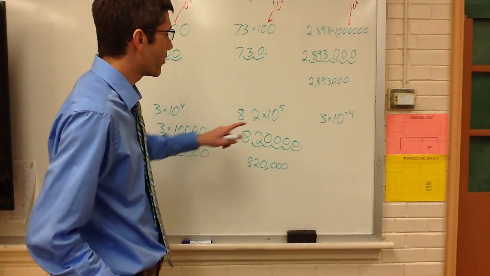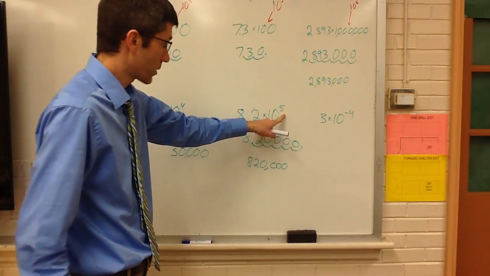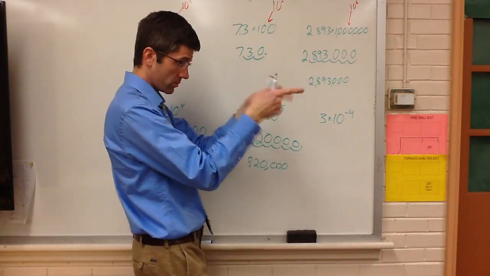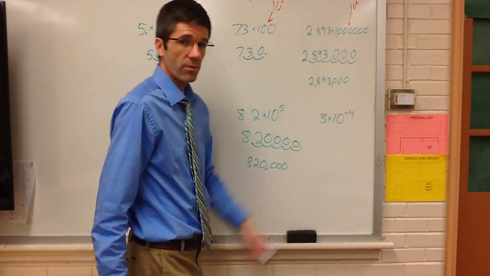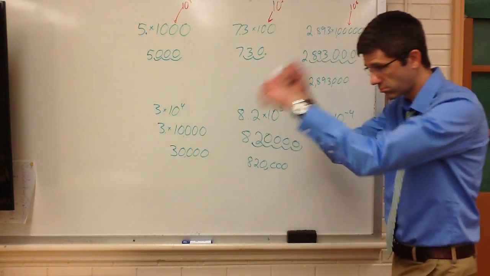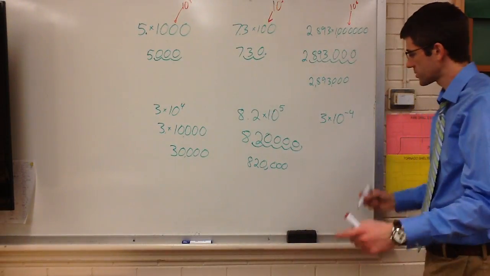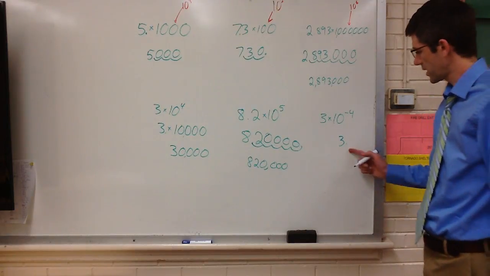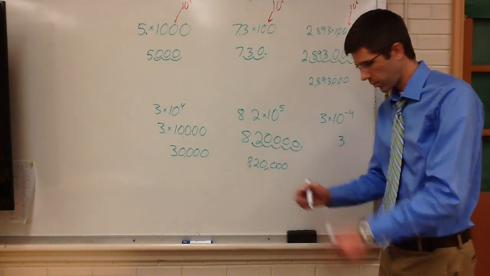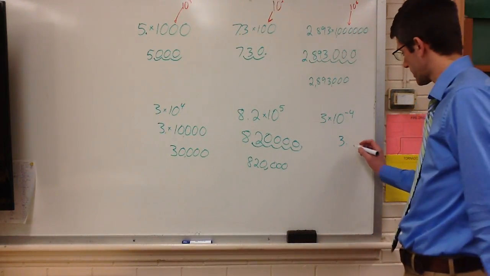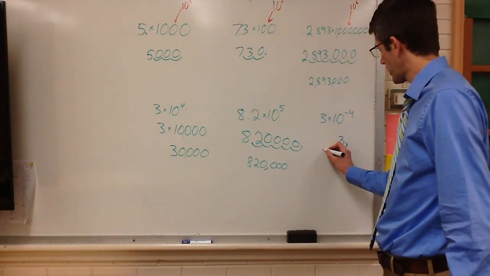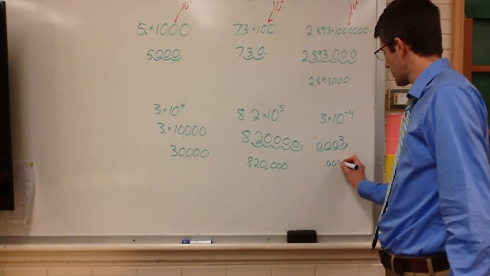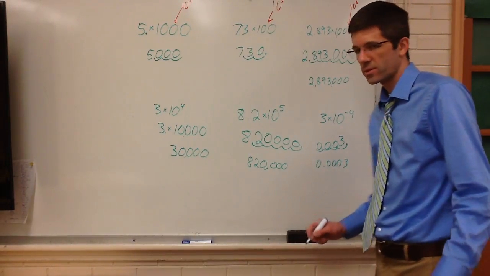When I have a positive exponent with my scientific notation, I send my decimal to the right. When I have a negative exponent, I send it to the left. So what I really have right now is 3 point, and I'm going to send that decimal 4 places this way. I'm going to prove why this works in a second. So 1, 2, 3, 4. There we go. 0.0003. I'm going to put a leading 0 in the front just because it looks neater.